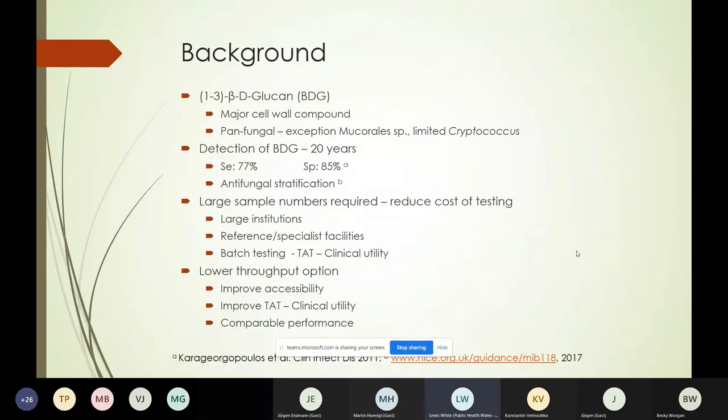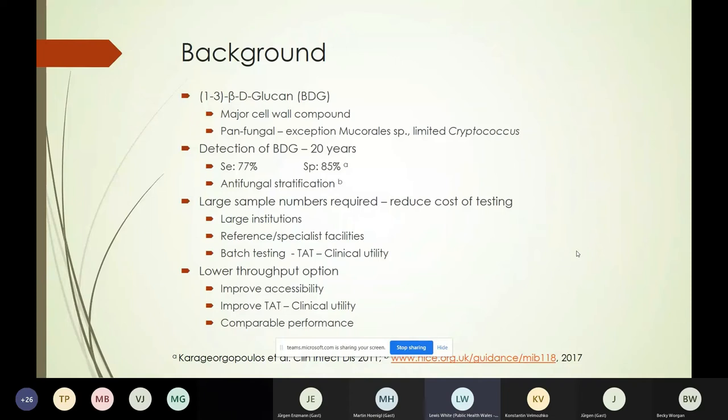As Jürgen has really nicely shown, large numbers are generally required for testing, and that's to reduce the cost, because otherwise you end up using a lot of the main reagent on controls and standards rather than the actual clinical specimens. So subsequently, testing is focused on large institutions, generally reference or specialist facilities. And the other problem, again, as Jürgen highlighted, is that batch testing increases the turnaround time, which limits clinical utility. Now, for us during the COVID-19 pandemic, this wasn't a problem.